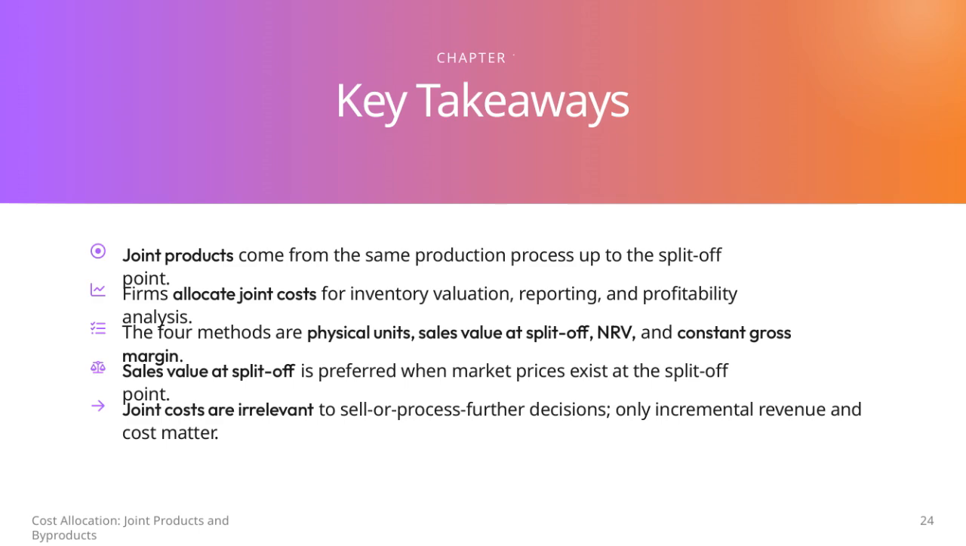It's important to remember that when deciding whether to sell a product as is or process it further, joint costs are not relevant. Instead, only the additional revenue and costs incurred after the split-off should influence that decision. This helps firms make better choices about maximizing profits. Overall, understanding these concepts ensures more precise cost allocation and sound decision-making in managing joint and byproducts.